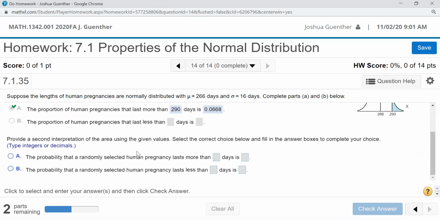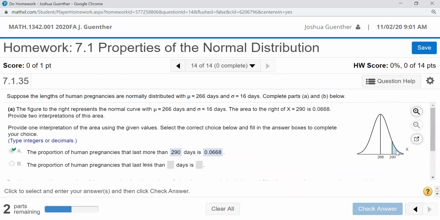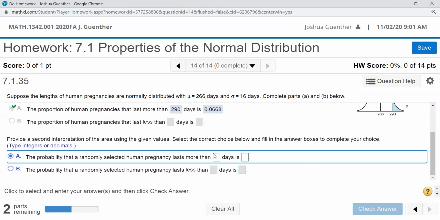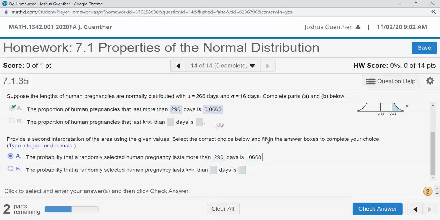We can provide a second interpretation to that. The probability that a randomly selected human pregnancy will last more, it's not less than, because we're talking about the area to the right. So the probability it will last more than 290 days is also the 0.0668, or 6.68%.